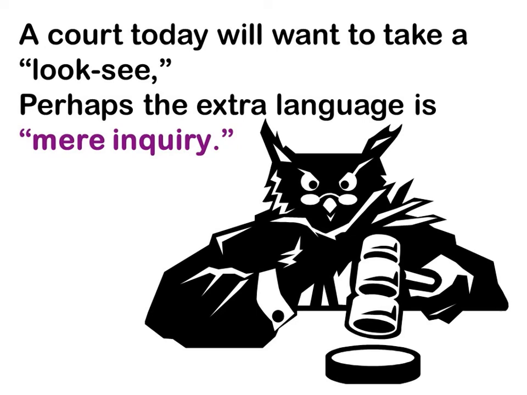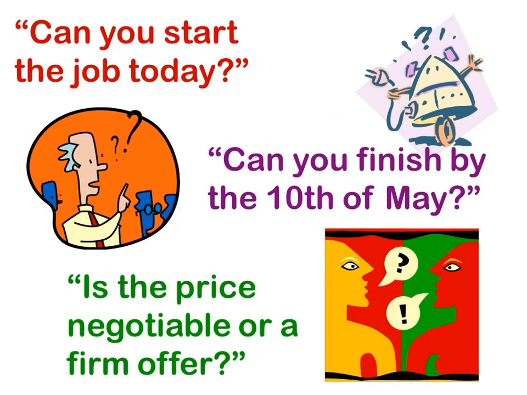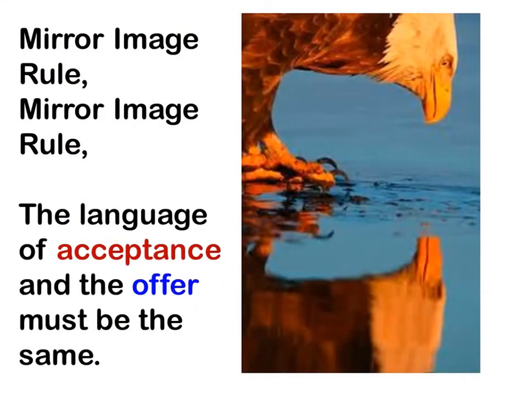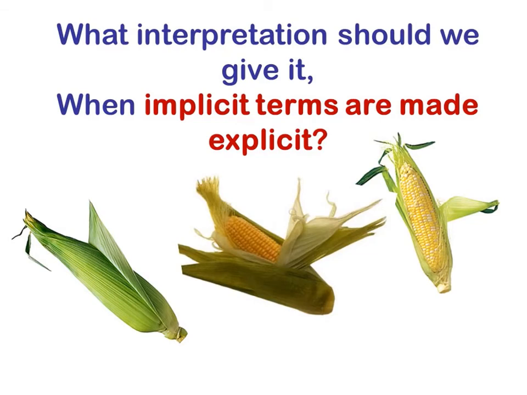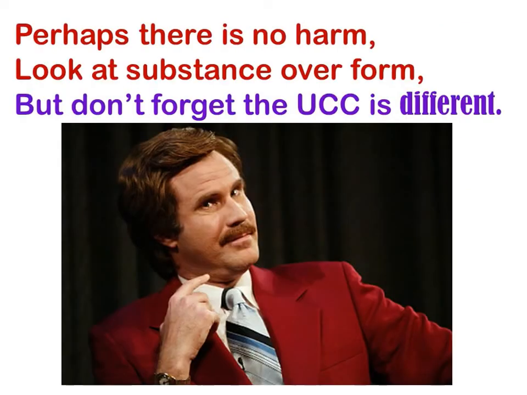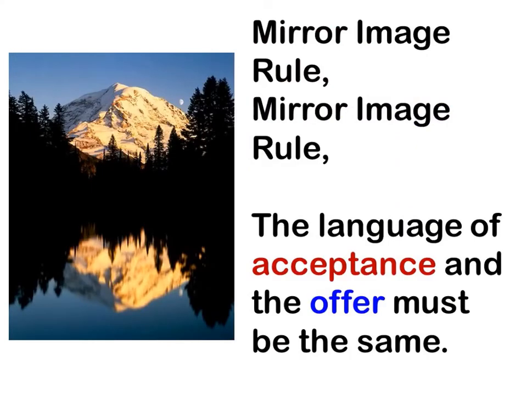A court today will want to take a look-see. Perhaps the extra language is mere inquiry. Can you start the job today? Can you finish by the 10th of May? Is the price negotiable or a firm offer? Mirror image rule. The language of acceptance and the offer must be the same. What interpretation should we give it? When implicit terms are made explicit, perhaps there is no harm. Look at substance over form, but don't forget the UCC is different. Mirror image rule. The language of acceptance and the offer must be the same.